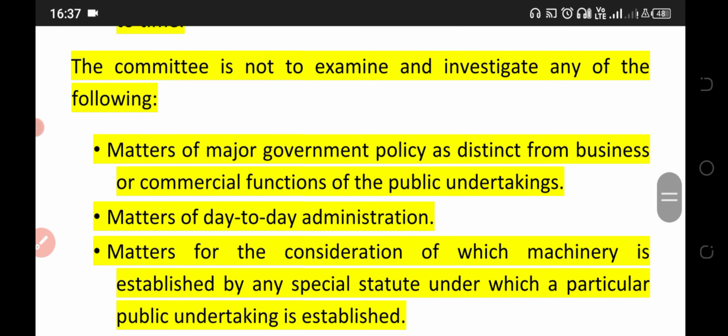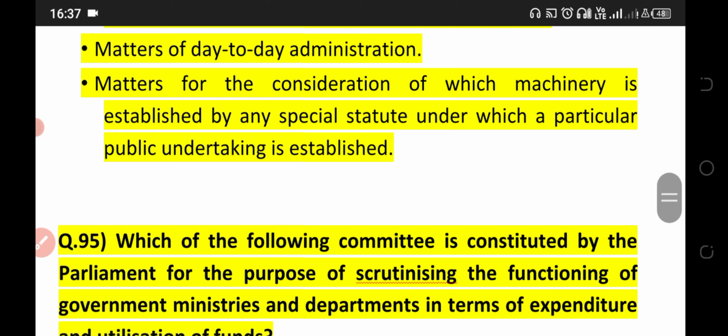The committee is not to examine and investigate any of the following: matters of major government policy as distinct from the business or commercial functions of the public undertaking, matters of day-to-day administration, and matters for the consideration of which machinery is established by any special statute under which a particular public undertaking is established.